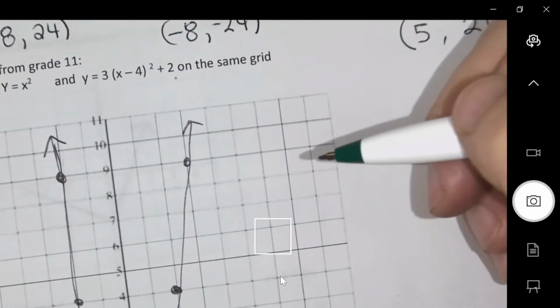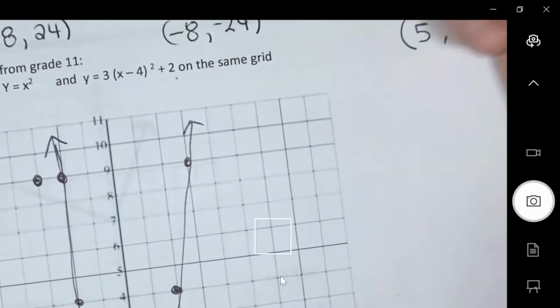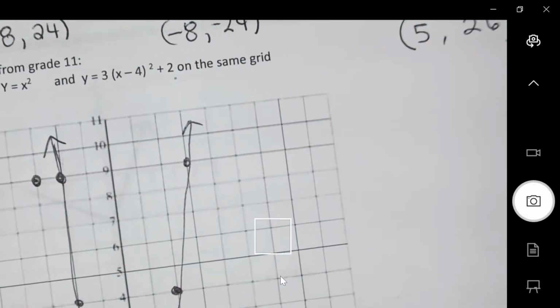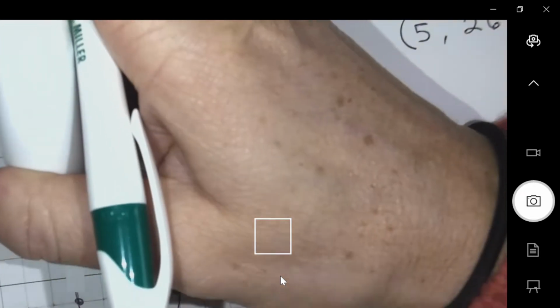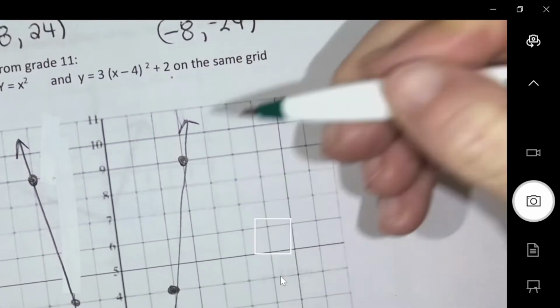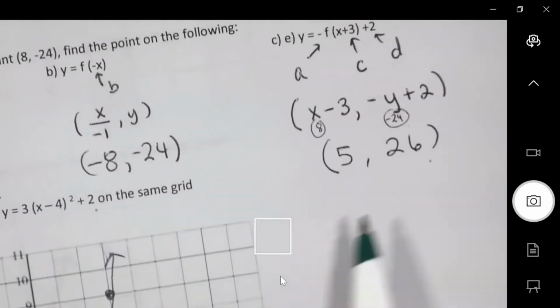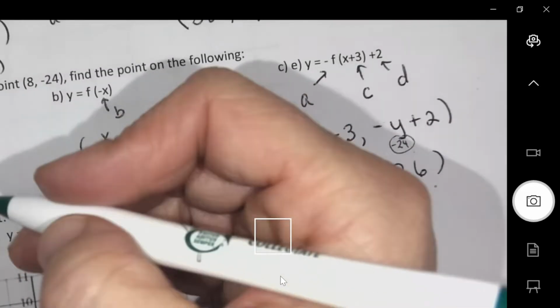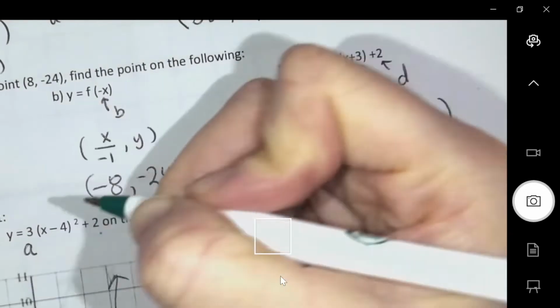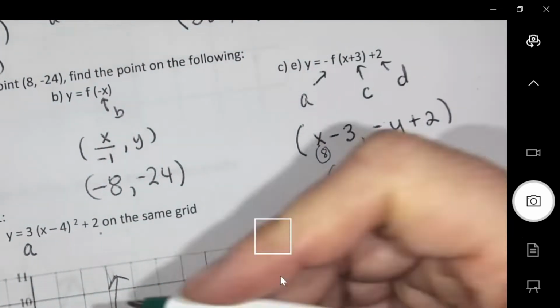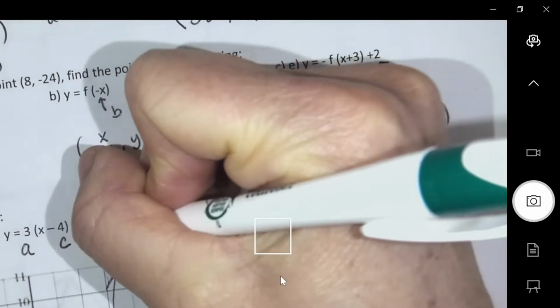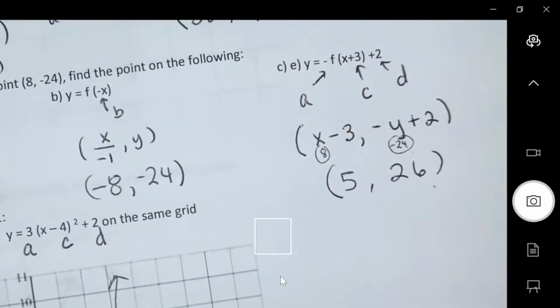Why am I all lopsided here? This one. Yeah. Like, that doesn't look very symmetrical. There. Okay. There's my normal. So this is an A. This is a C. And this is a D.